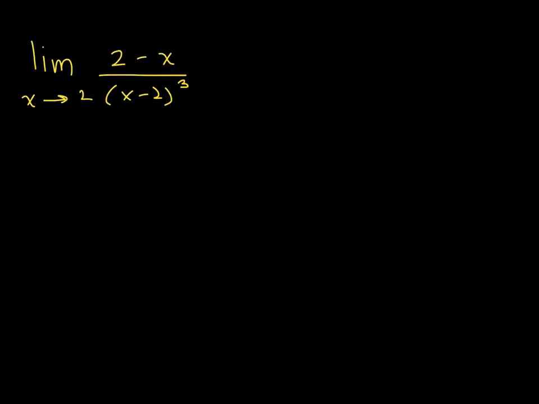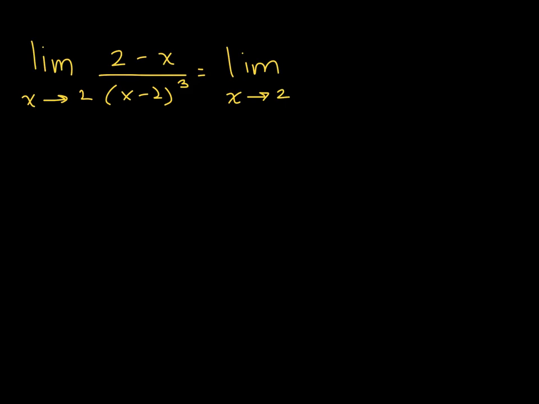All right, very good. Now for real this time, let's look at a different function. This is the limit of 2 minus x over x minus 2 quantity cubed as x approaches 2. Once again, we cannot use direct substitution here because the denominator is 0 at 2. So let us simplify.